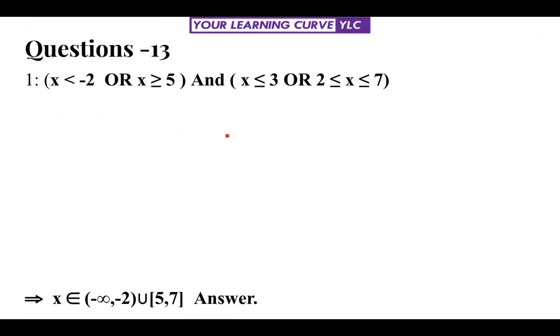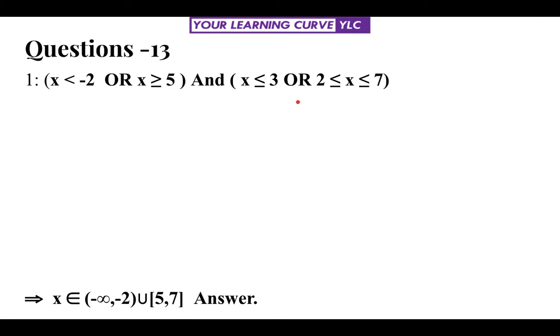Now let's do a question where and, or, greater than, less than, all of the inequalities are combined, and let's see how to go about these types of questions. So here you are given that x is less than -2, or x is greater than or equal to 5, and x is less than or equal to 3, or 2 is less than or equal to x is less than or equal to 7. Here you are given in total 4 inequalities. You have to solve all of them and find the values of x which satisfy this condition.